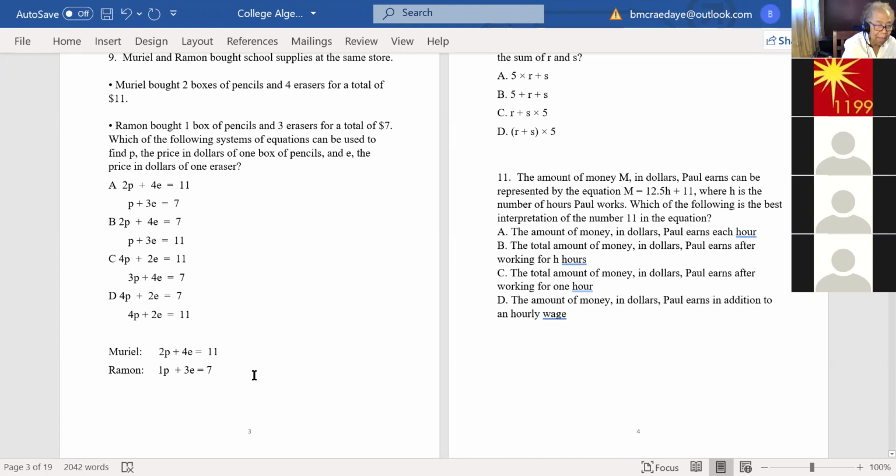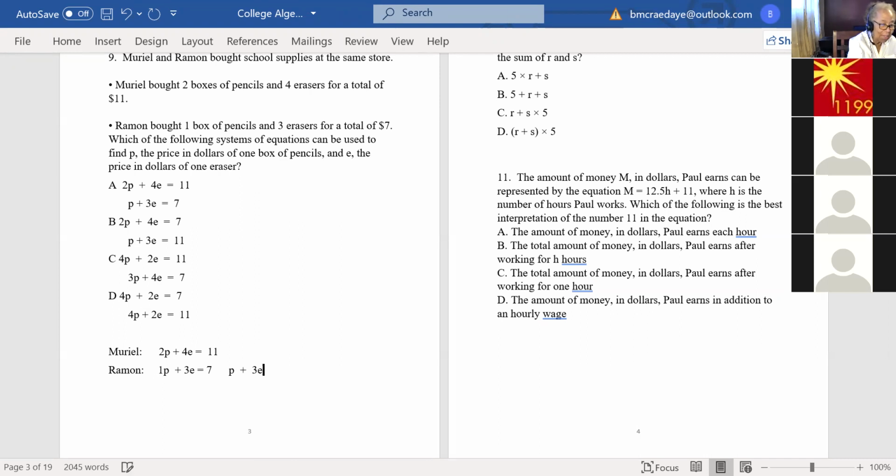Now, which one does this match? What answer is it, Chastity? A, B, C, or D? Because Chastity, it says 1P plus 3E is 11. Remember, the answer is A. Okay, Miss Barbara, but it says 1P. I don't see 1P there.